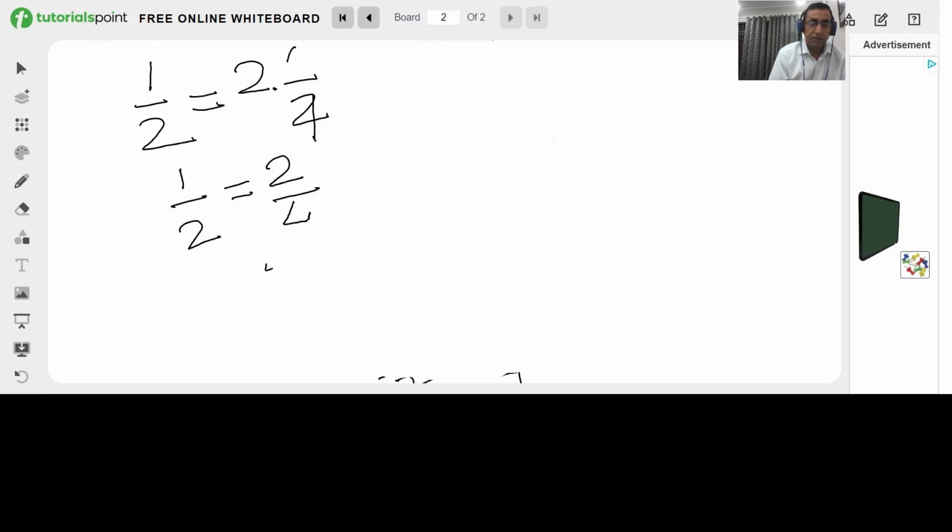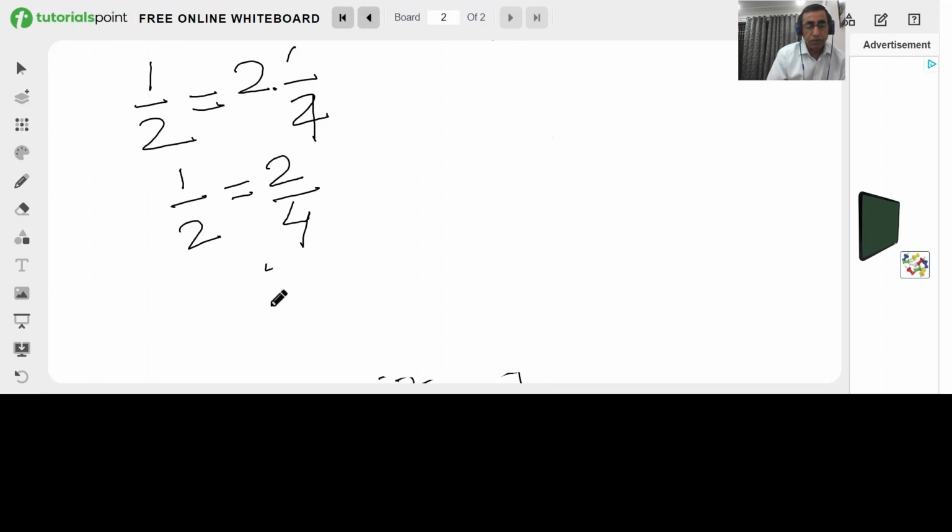Here we see that the value of both sides is equal. We have changed only names. This is 1 by 2 on the left hand side, and on the right hand side we converted that into 2 by 4. So these are equivalent fractions.